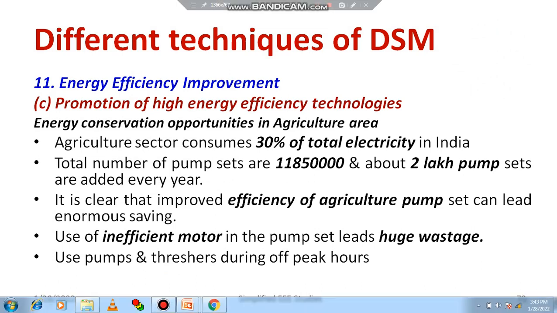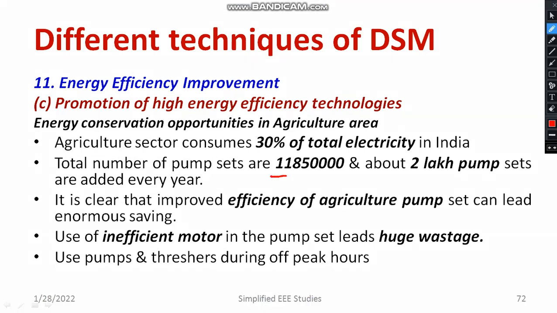Regarding the pump set, this much amount of pump sets have been installed, the number of water pumps, and about 2 lakh pump sets are added every year. Almost the agriculture sector consumes 30% of total electricity. So there is a lot of scope in the area of the agricultural sector, especially pumping, water pumping units, etc.